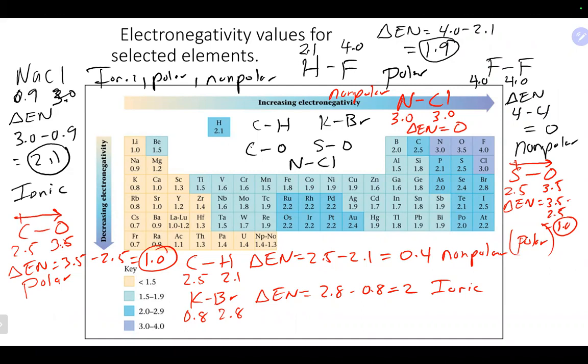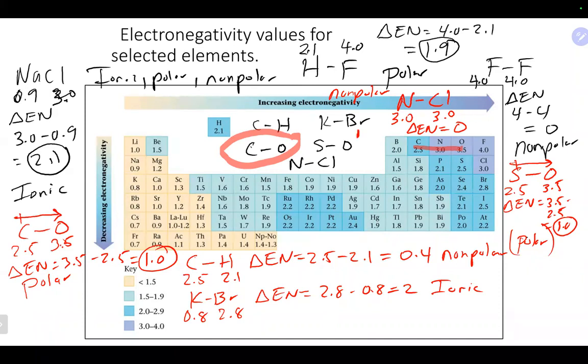Now, do you always need the values? The answer is no, you don't always need the values. You could use the general trend in electronegativity to make a pretty educated guess. For example, carbon and oxygen, they are in the same row here, right? Electronegativity increases to the right, which means because oxygen's further to the right, it is a safe bet that that's going to be a polar bond, with the oxygen being more electronegative. So if you're comparing two things that are in the same row, the one further to the right will be more electronegative, and that probably will be a polar bond in most cases.